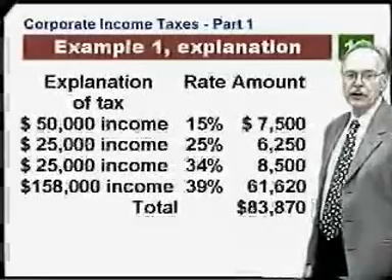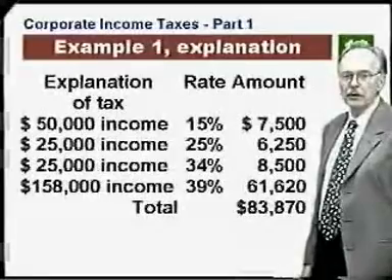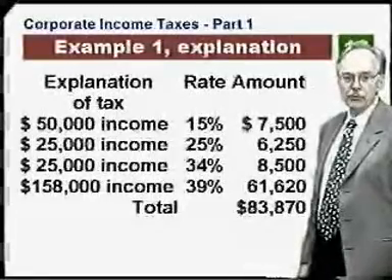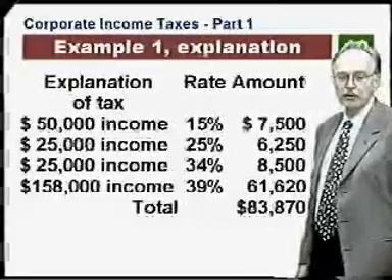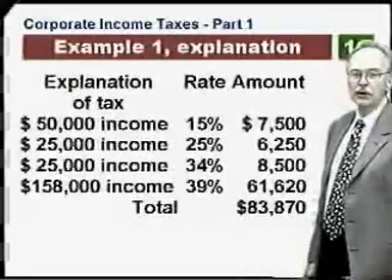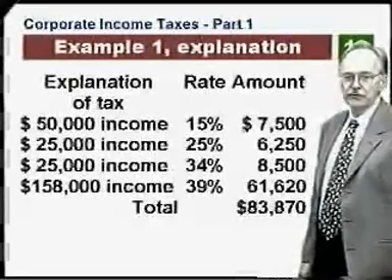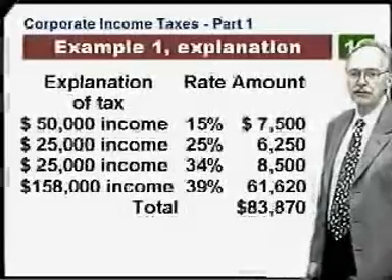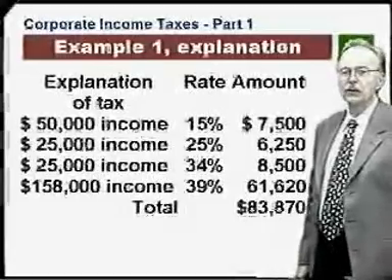which is above $100,000, remember our total taxable income is $258,000. The first three brackets add up to $100,000. That leaves $158,000 taxed at 39% for a total of $61,620 in range 4. The total tax is $83,870.